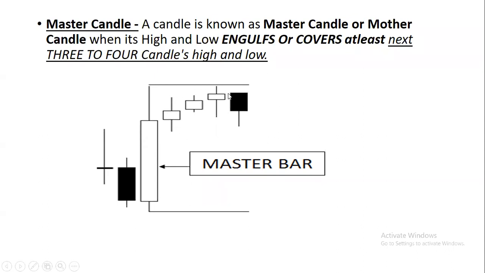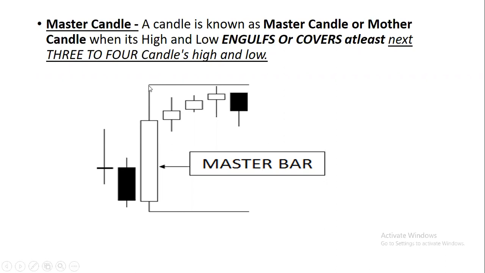Price is moving inside master candle. Price is unable to break master candle high. Price is unable to break master candle low. Price is just moving inside master candle. This is called consolidation. We will initiate a trade once price breaks master candle high or master candle low. If price breaks master candle high, we can go for long trade, stop loss master candle low. If price breaks master candle low, you can go for short trade, stop loss master candle high.